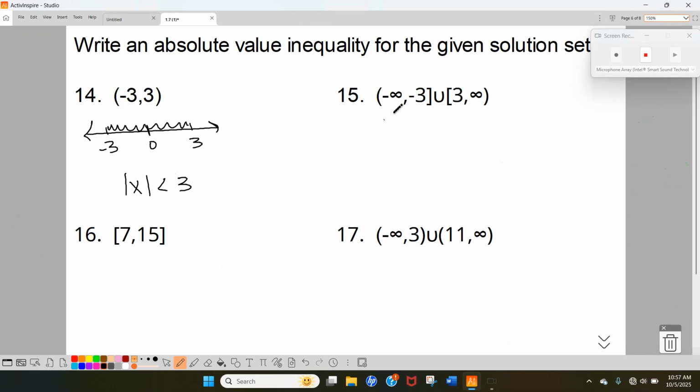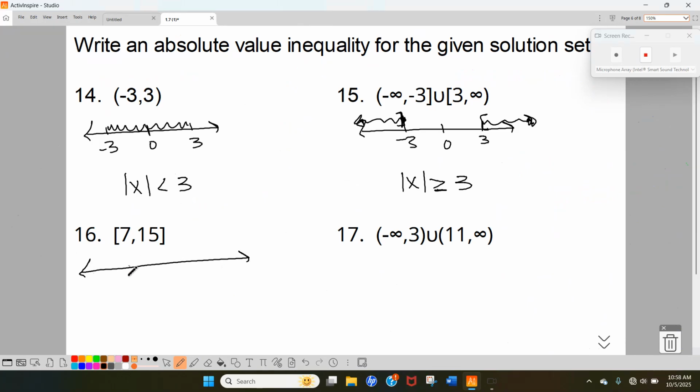All right, this one, we have everything going on out here and everything going on out here. That's what they have us shading. The center between those, the middle point is 0. So again, the distance from 0, or the absolute value of x. And now we're going to be greater than or equal to 3 units from 0. Because we have the brackets, we need the equal to, and because we're going away from that central point, we need a greater than.